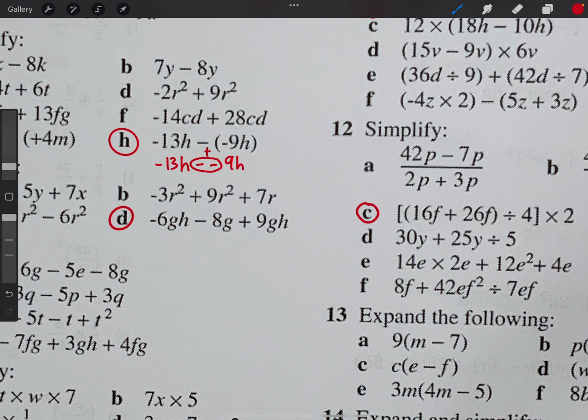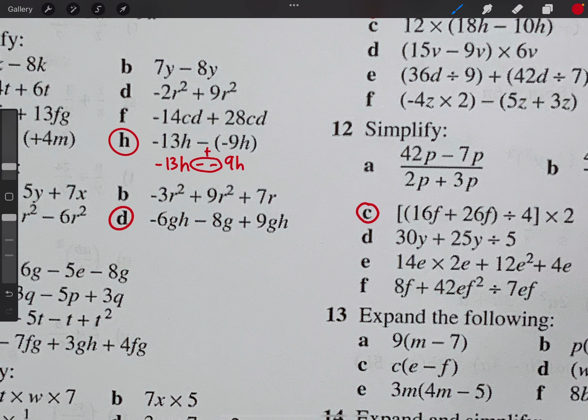I'll draw a little number line for you to see. This is 0, and you have minus 13. So it's minus 13 plus 9. We start from minus 13, and then we add 9. When we add, we go to the right. We're going to go 9 units to the right. So it's going to be somewhere here.